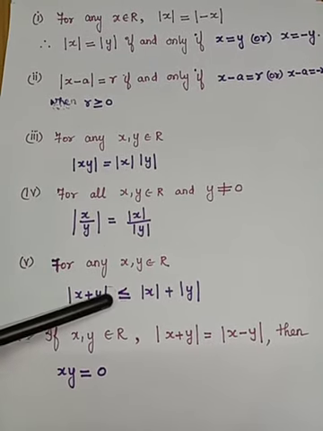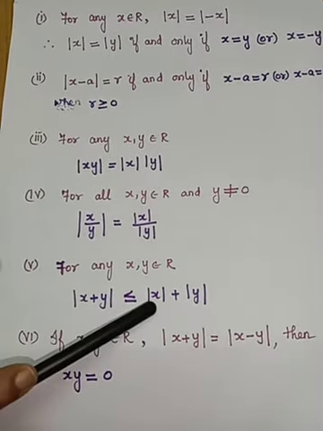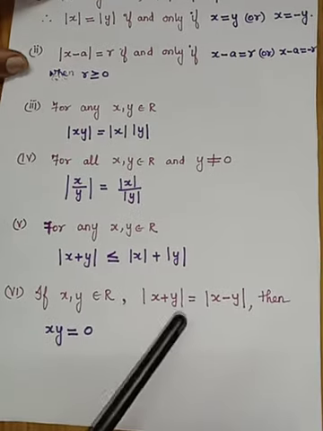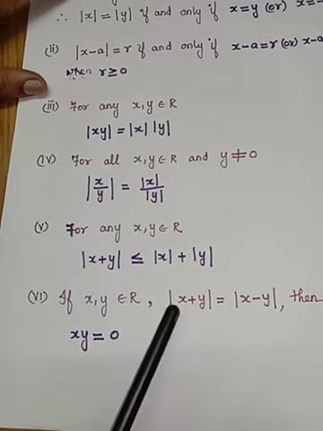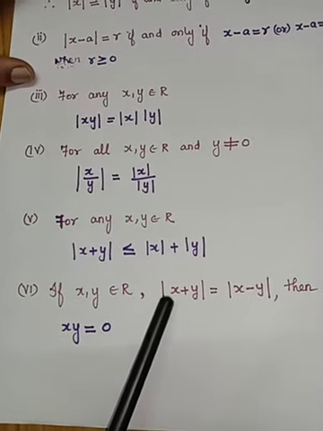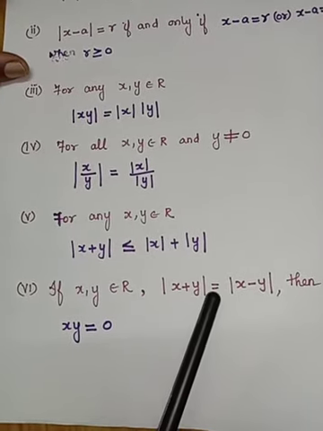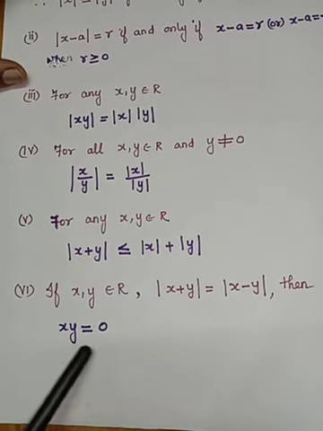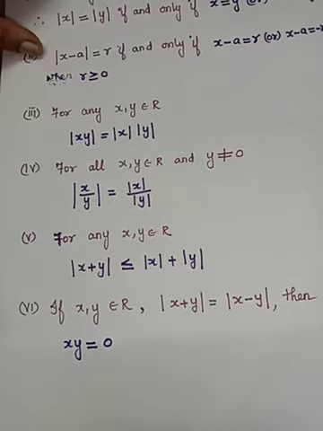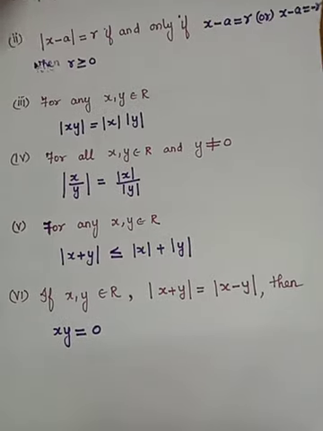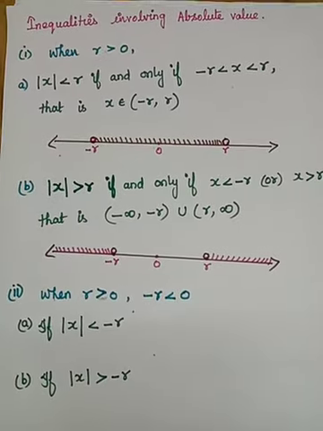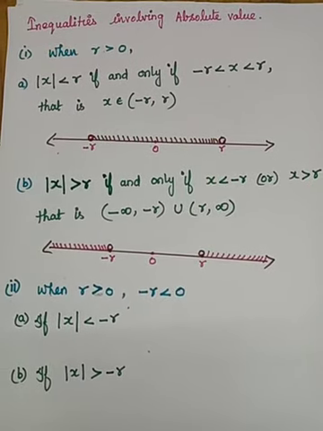But here it is less than or equal to modulus of x plus modulus of y. And see, the two distances are equal. So modulus of x plus y is equal to modulus of x minus y means your xy is equal to 0. These are the properties of the modulus. So the next one is a very, very important result to solve the problems.